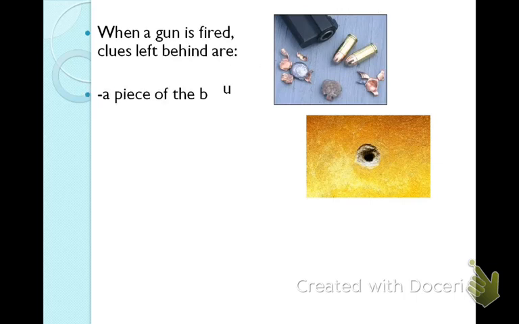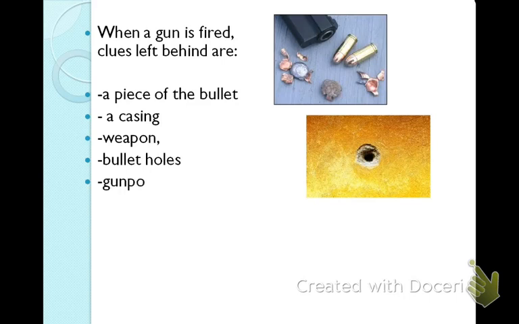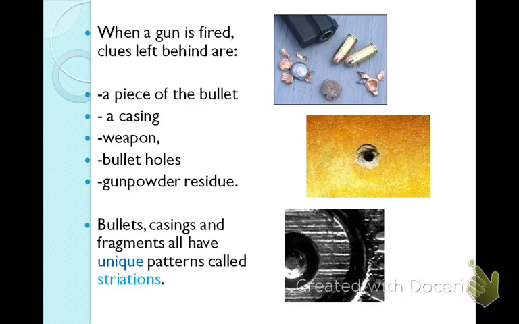When a gun is fired, there are different clues that are left behind. Pieces of the bullet, a casing, the weapon itself can be left behind, bullet holes, and gunpowder residue. As I said before, bullets, casings, and fragments all have unique patterns called striations, those scratch marks.